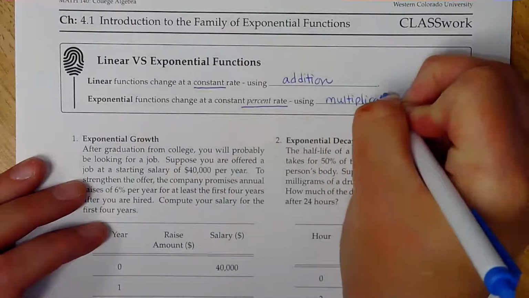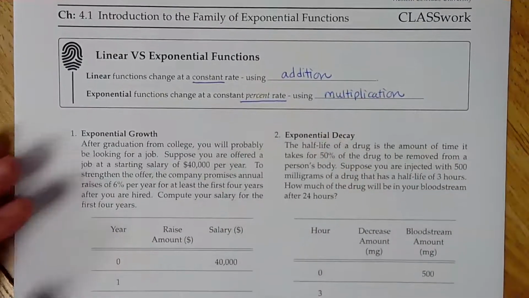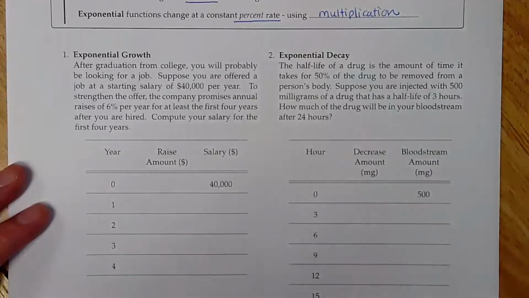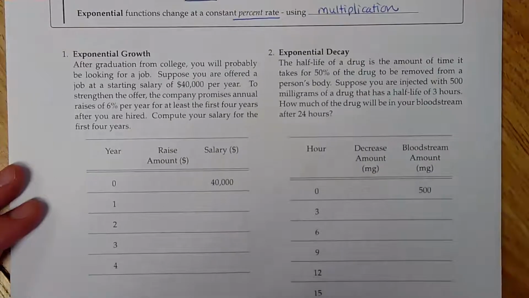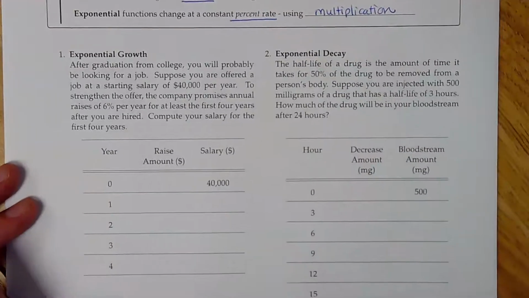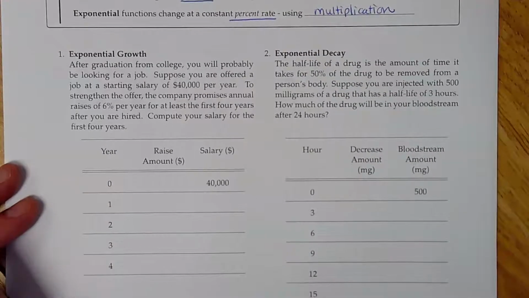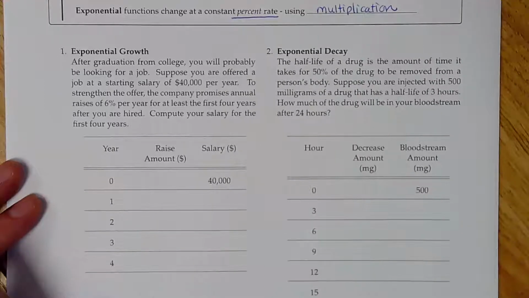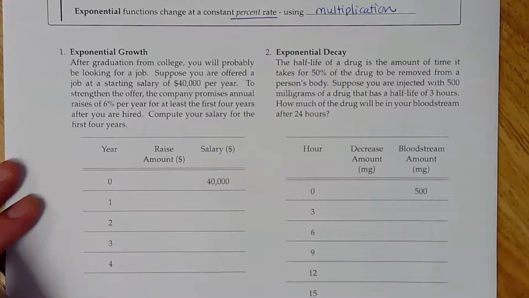All right, so let's take a look at an exponential function. So I have a growth and a decay here we can take a look at. So after graduation from college, you will probably be looking for a job. Suppose you are offered a job with a starting salary of $40,000 per year. To strengthen the offer, the company promises annual raises of 6% per year for at least the first 4 years after you are hired. Compute your salary for the first 4 years.